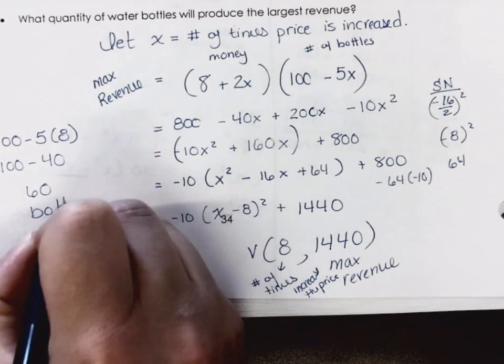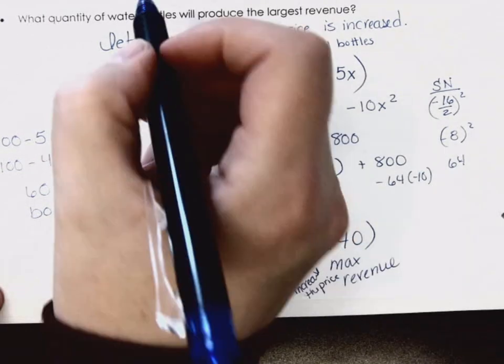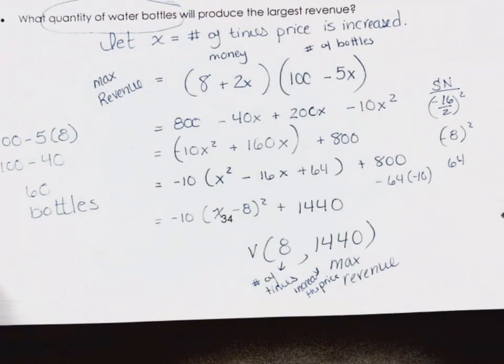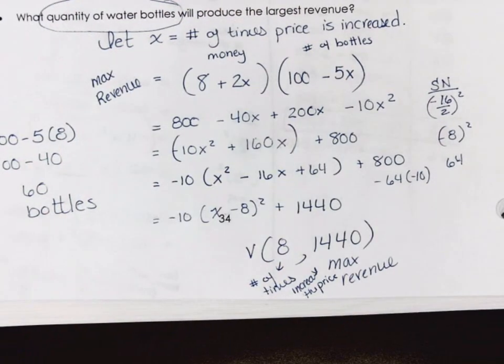Just in the water bottle part, because what does the question ask? What quantity of water bottles? It doesn't say what price we need to sell the water bottles at. So you've got to be careful about what the question is actually asking. So we need to sell 60 water bottles.